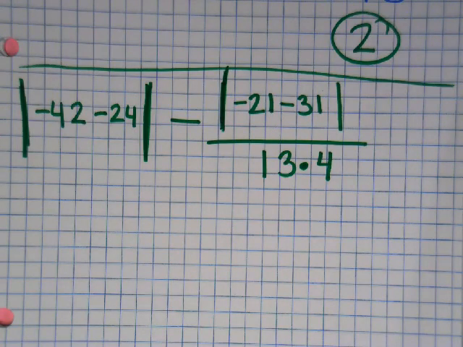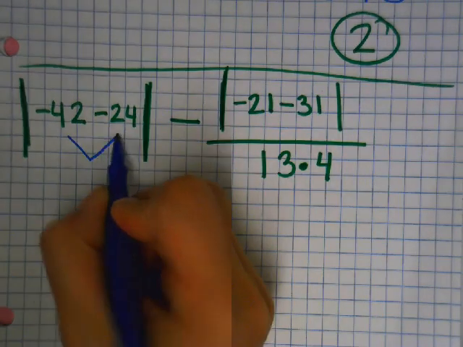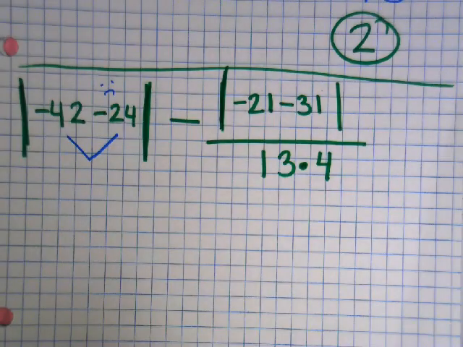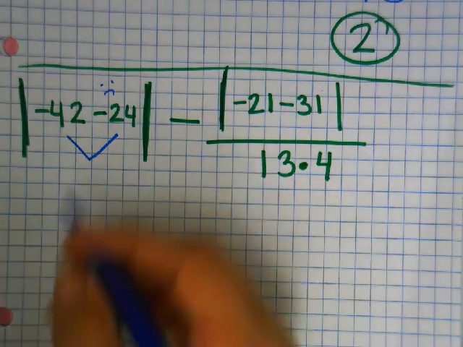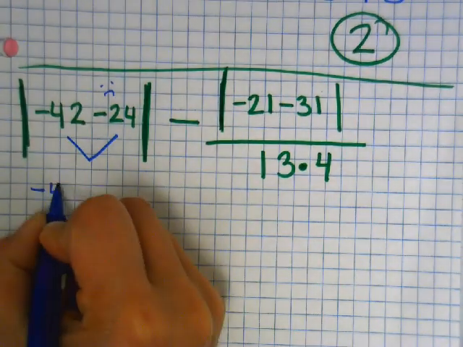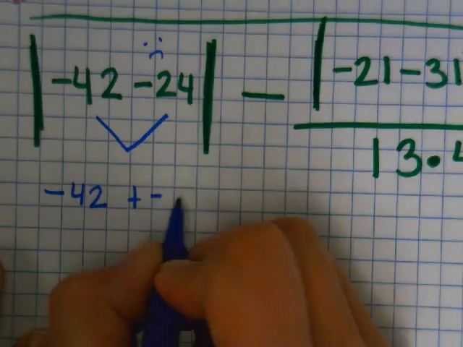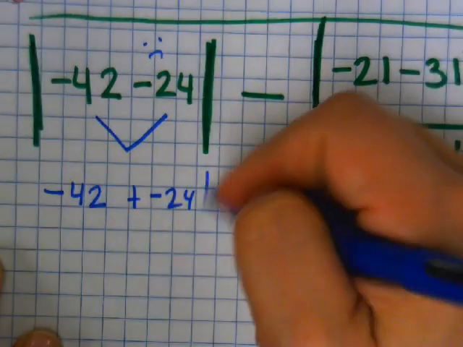All right, what are we gonna do first? You check the sign if it's same or not. Subtract. But we don't like subtraction. I like add. Keep, change, opposite. Negative 42 plus negative 24 in the bars.